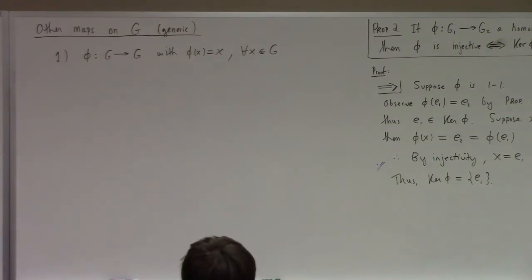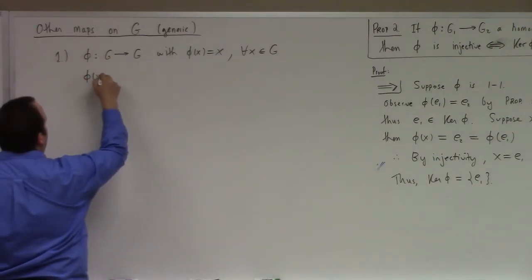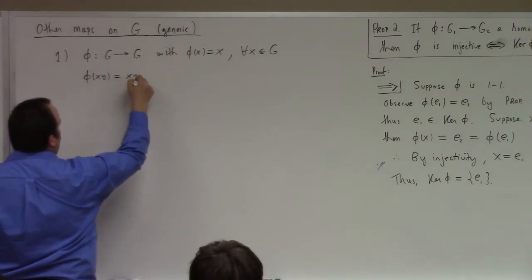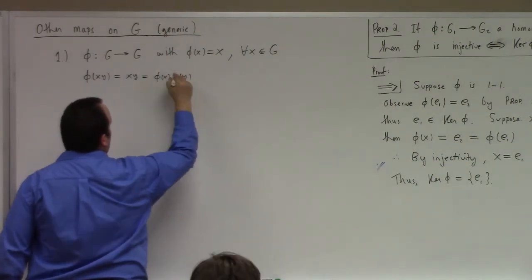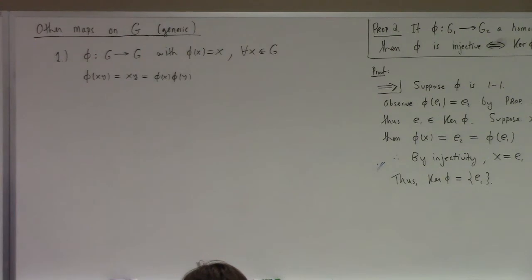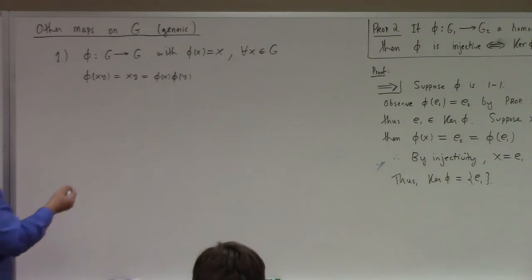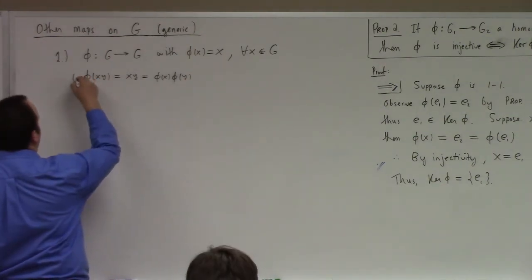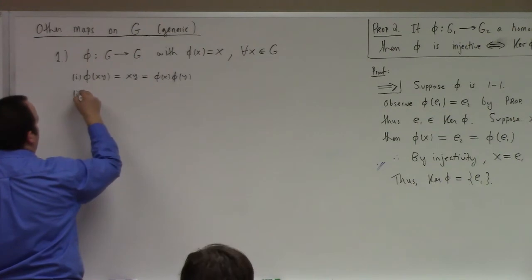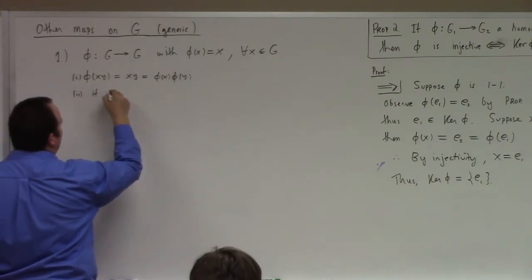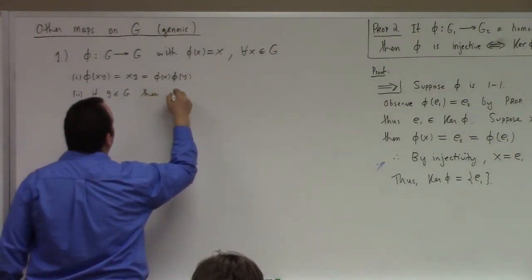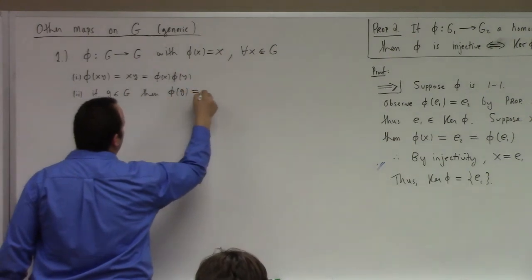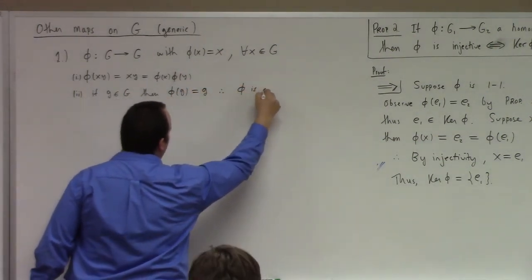what is this? Do we have phi of x times y? Well, that's x times y, which is phi of x times phi of y. So it's operation preserving. Is it onto? Well, if g is in G, then phi of g is equal to g, so therefore phi is onto.